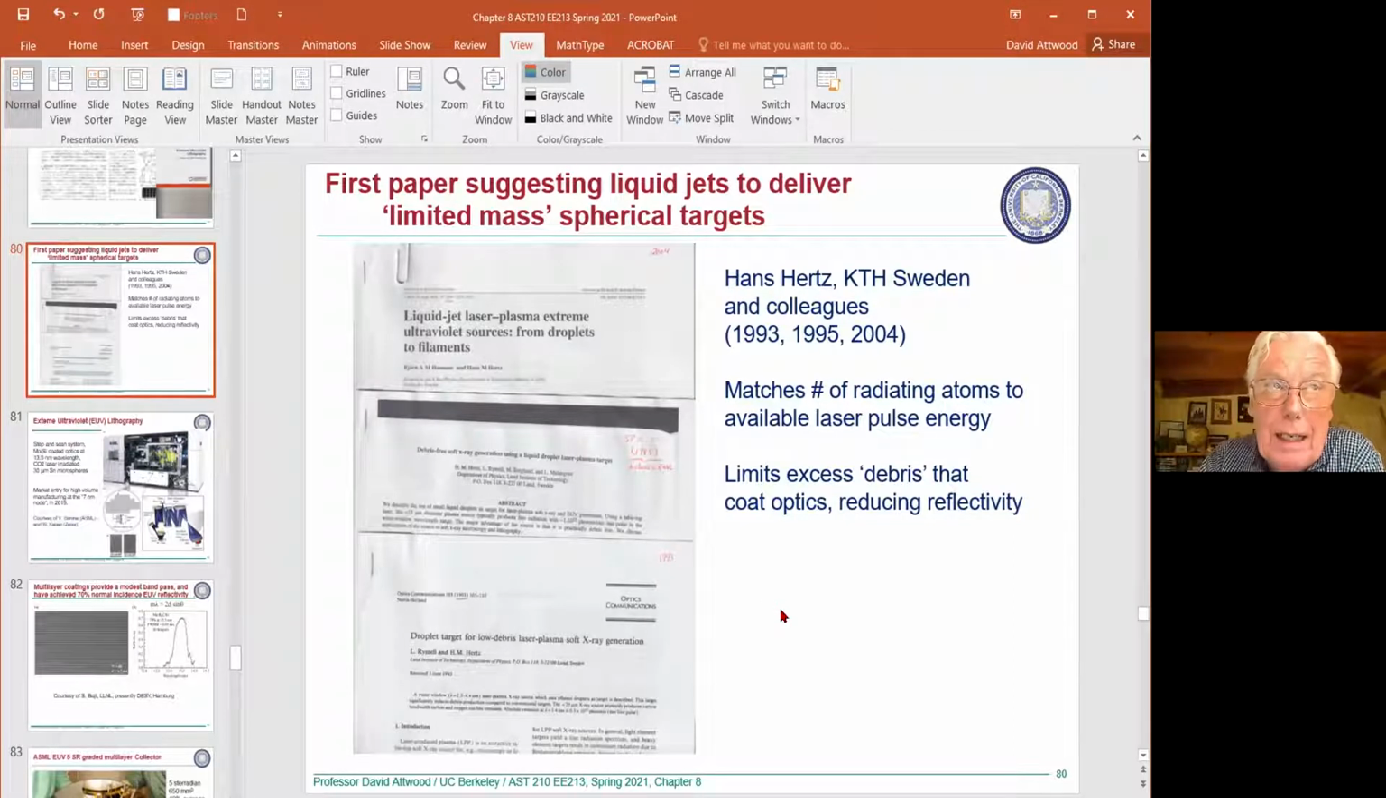Martin Richardson then at the University of Central Florida also had the idea of using these little droplets and minimizing them. They called it limited mass targets, or mass limited targets, again, to control the debris.